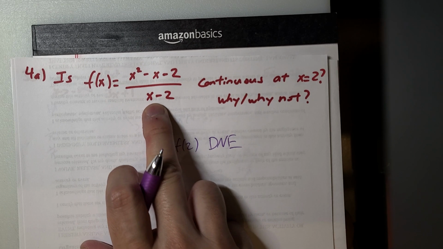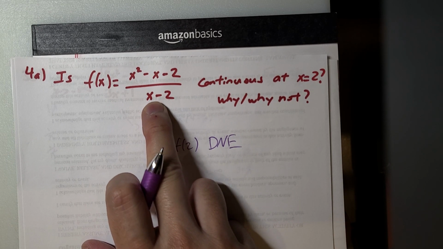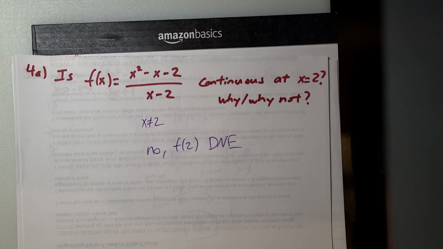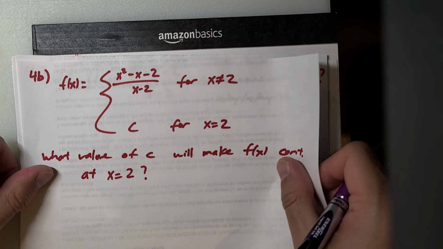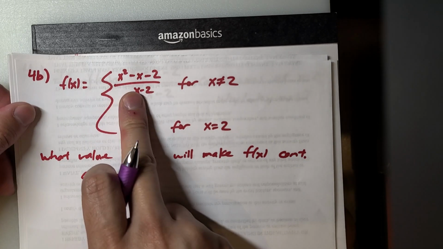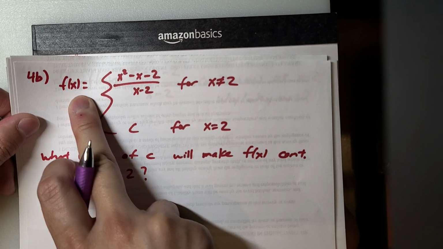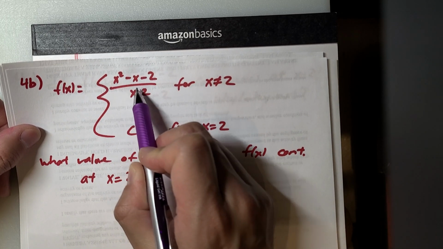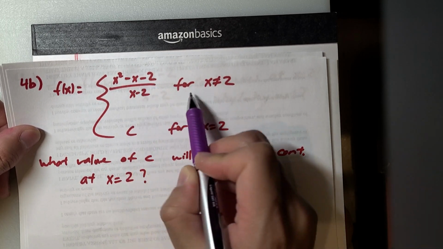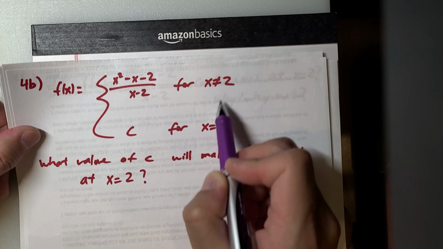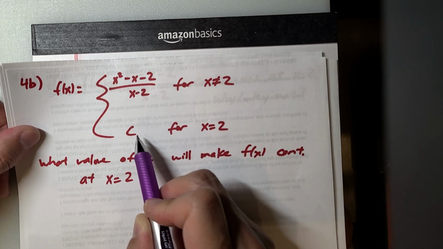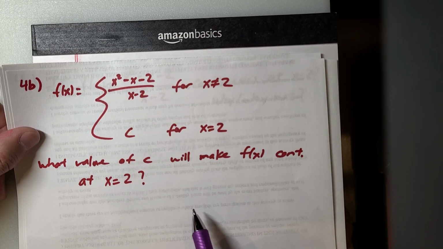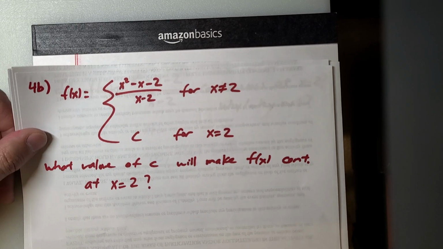It's either an asymptote or a hole at x equals 2. So it's not continuous at x equals 2. Now it's taking that same function and putting it in a new function, kind of piecewise. We have x squared minus x minus 2 over x minus 2, for x not equal to 2. And when x equals 2, it's some value c. We're asked what value of c will make this function continuous at x equals 2.